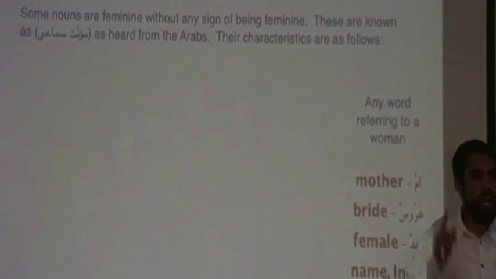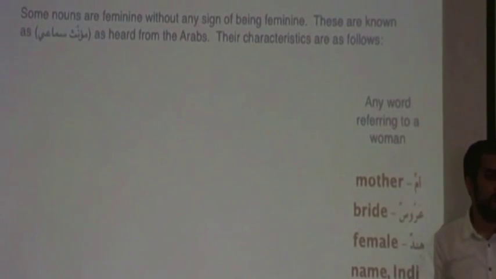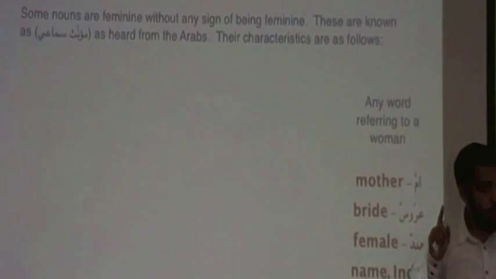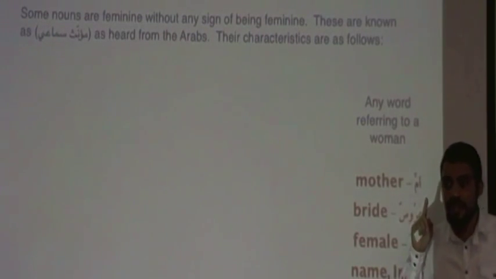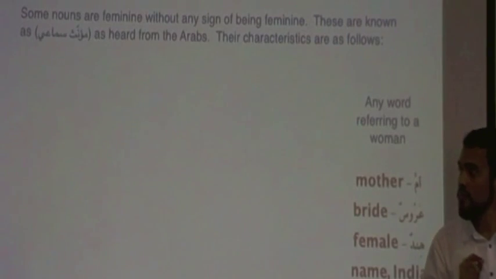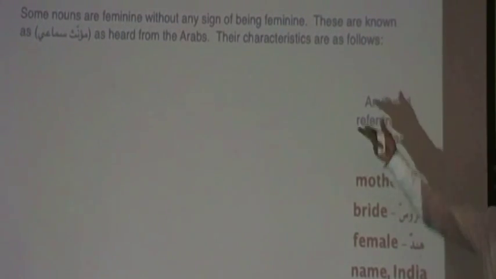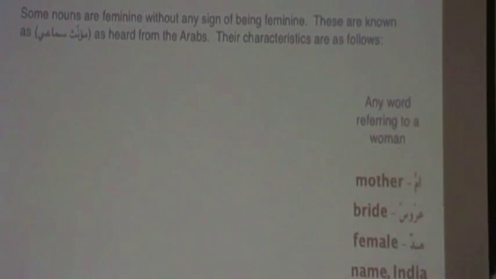Okay? They are called mu'annath sima'iyun, which means feminine. Say, mu'annath sima'iyun. Now mu'annath sima'iyun means sama, as heard from the Arabs, right? It's as heard from the Arabs. The word was used in the language.